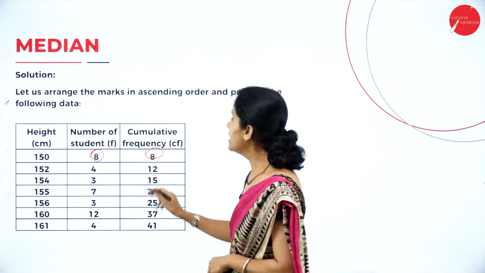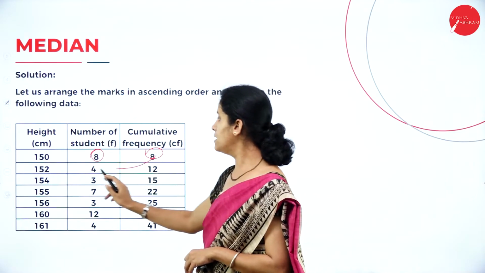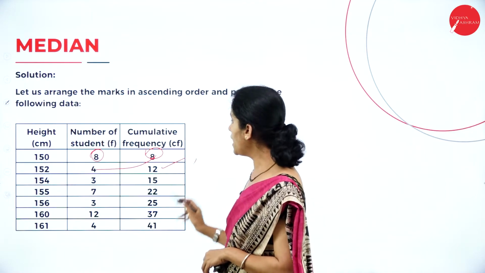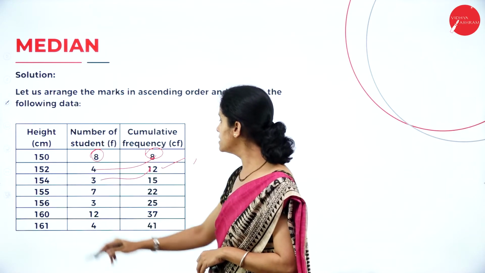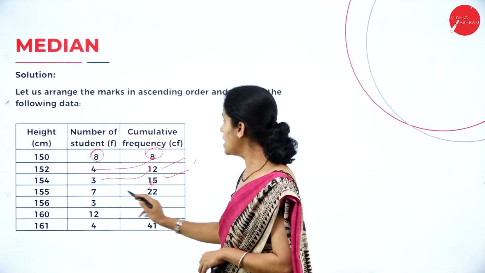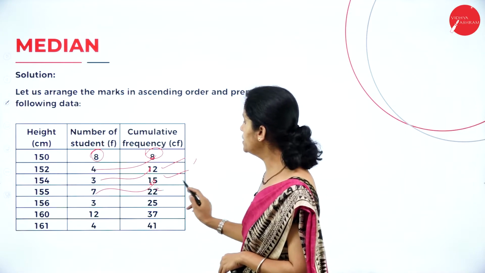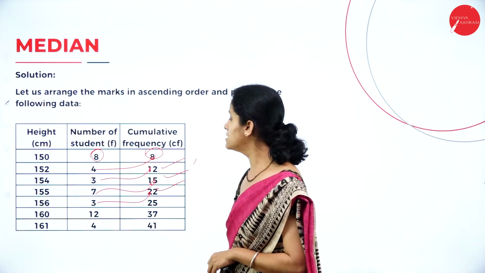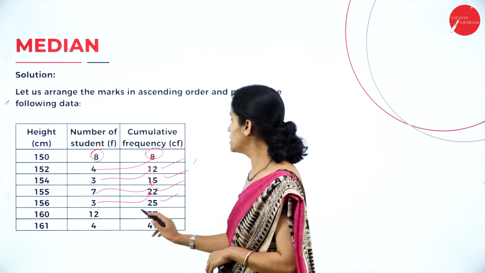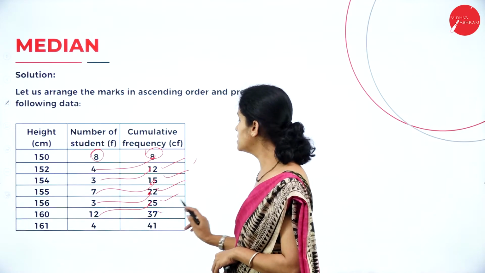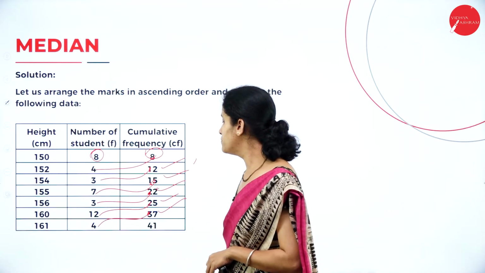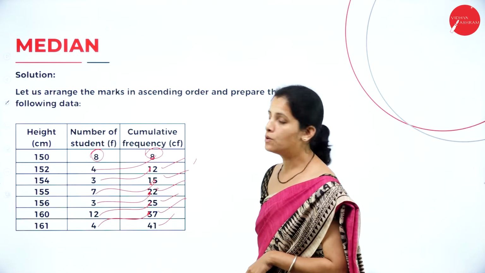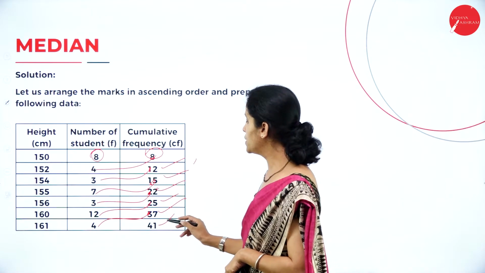So here 8, I'll write 8. Next, 8 plus 4, it is 12. Next, 12 plus 3, it is 15. Next, 15 plus 7, it is 22. Next, 22 plus 3, it is 25. Next, 25 plus 12, it is 37. Then 37 plus 4, it is 41. So I got the cumulative frequency.